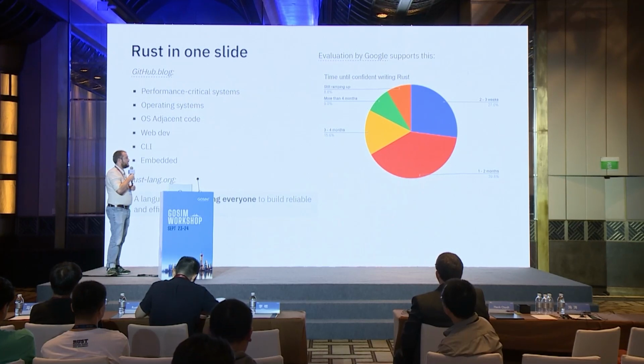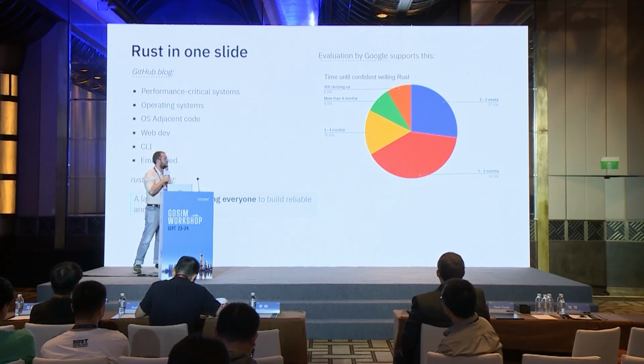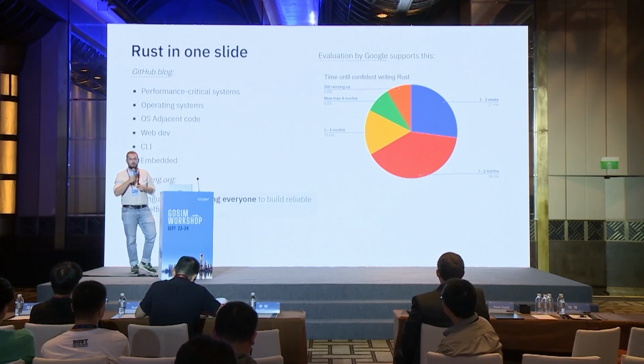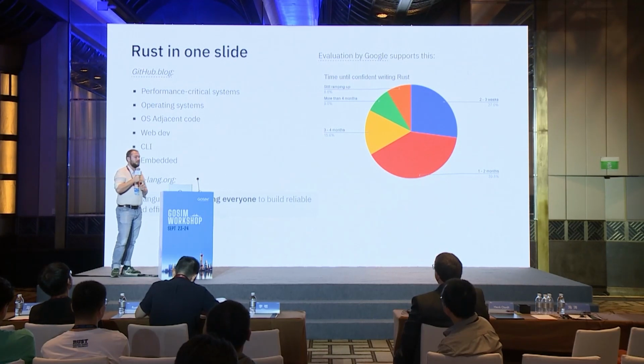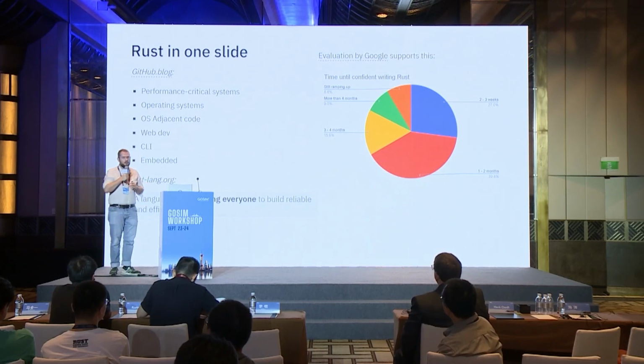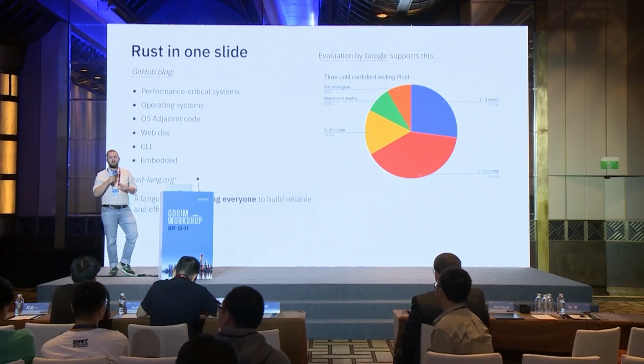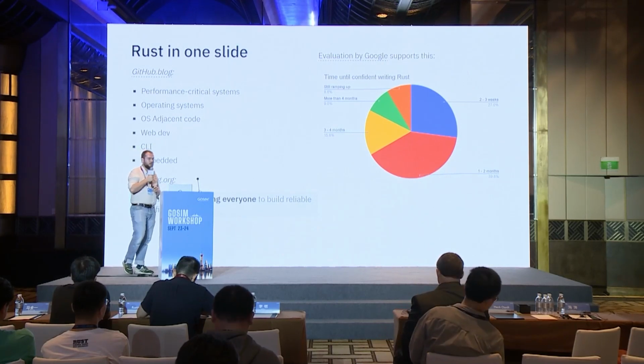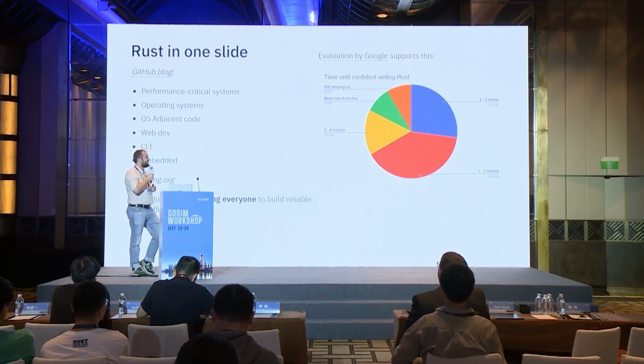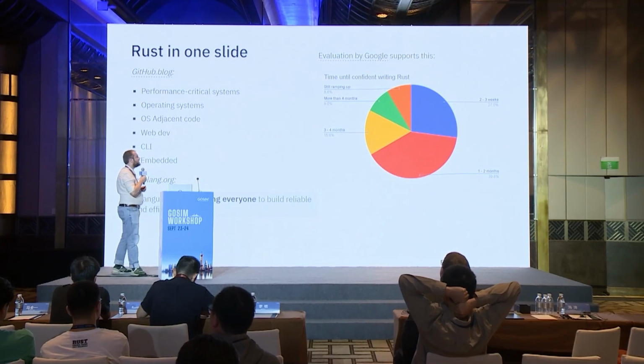But what we can see here is that a lot of people, like 2/3, say they are confident writing Rust in 2 months, which I think is really impressive. And this is one of the biggest strengths of Rust, I think. So even though it may feel hard at the beginning, it is not hard to get really good at it. And this is a stark contrast with other systems programming languages.